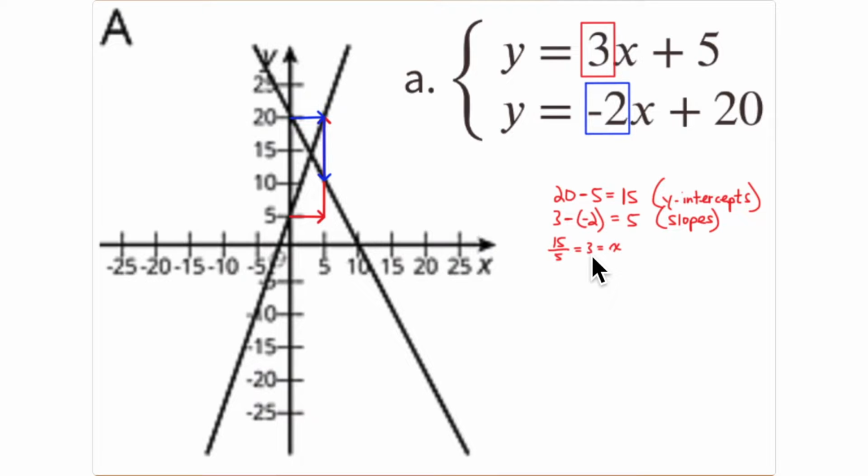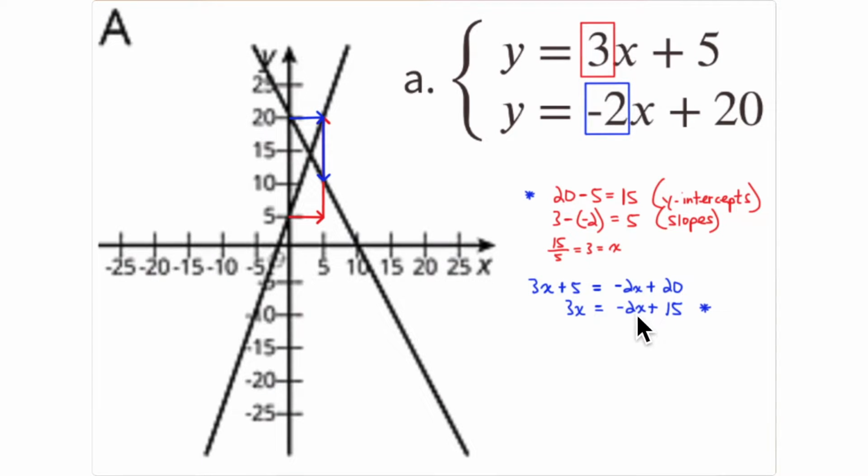So x equals 3. At this point, y has the same value for both graphs, and y has the same value for both equations. So this y is equal to this y. So using the transitive property, we can now set these two expressions equal to each other because they will also have the same value of x at this point. So 3x plus 5 is equal to negative 2x plus 20 at this point right here. So now we can solve for x and figure out what the x value is at that point.